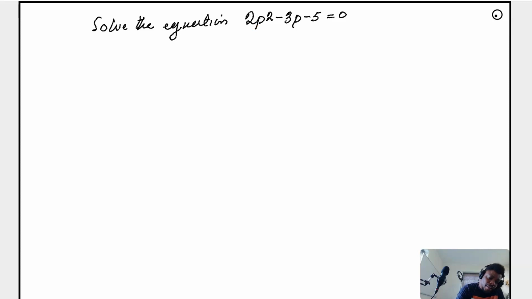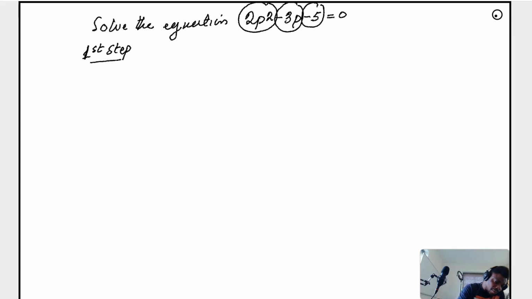You have to solve this, but we want to use the factorization method. So, how many terms do you have here? 3. So this is the first one, this is the second one, and this is the third one. Okay?